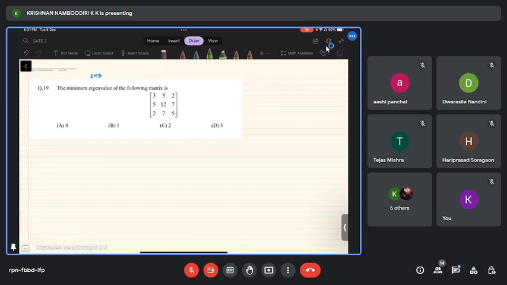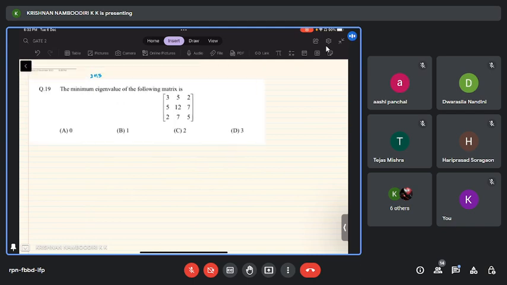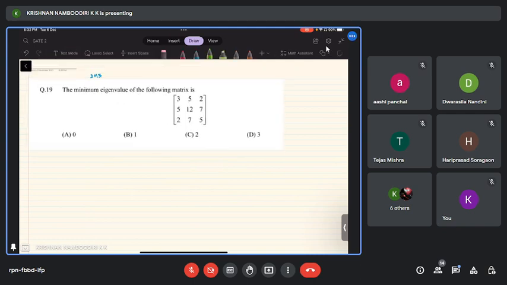This is again a question related to eigenvalues. Again, you can solve this question in a very easy way. I will zoom the question a little bit. Okay, so a matrix is given. Suppose I'm calling this matrix A, and we are asked to find the minimum eigenvalue of the matrix A.